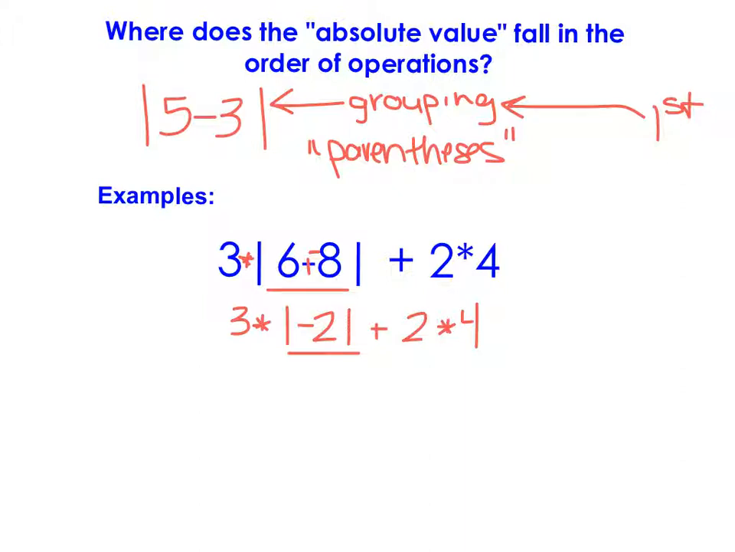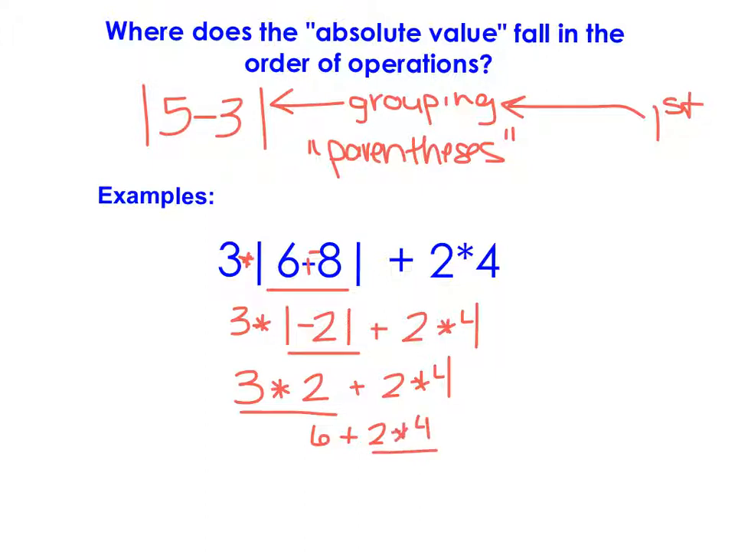And now I'm going to evaluate the entire absolute value. So I think the absolute value of negative 2. How far away from 0 is negative 2? Well, it's 2 units away. So the absolute value of negative 2 is a positive 2. And now that I've evaluated the absolute value, I look for exponents, but I don't see any. So I move on to multiplication and division from left to right. I see a multiplication.